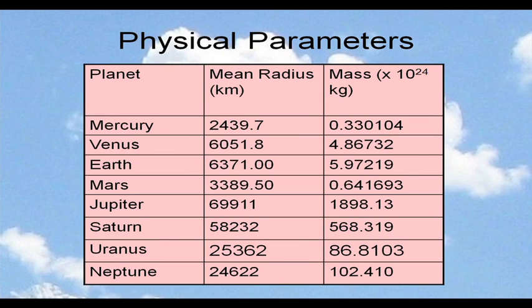Then we saw the masses. We saw that the 4 inner planets, Mercury, Venus, Earth and Mars, are relatively small and light, whereas the 4 outer planets, Jupiter, Saturn, Uranus and Neptune, are relatively bigger and are giants compared to the 4 inner planets.